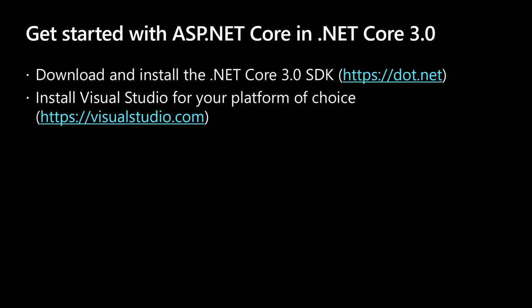Now, how do you get started with ASP.NET Core in .NET Core 3.0? Well, you're going to want to download and install the .NET Core 3.0 SDK. You can get that from the .NET website. If you already have the latest stable version of Visual Studio, then you've already got .NET Core 3.0 on your machine because it comes packaged with Visual Studio. Go ahead and get your tooling of choice.